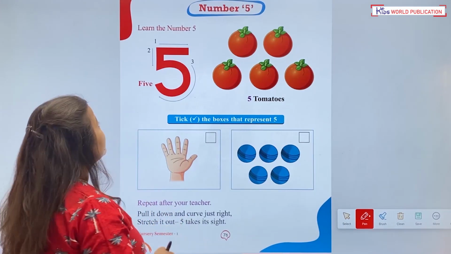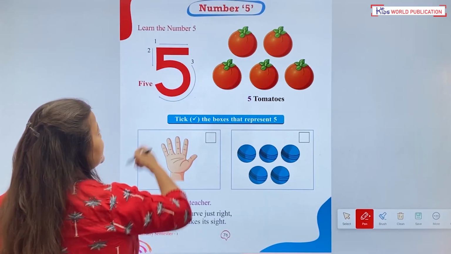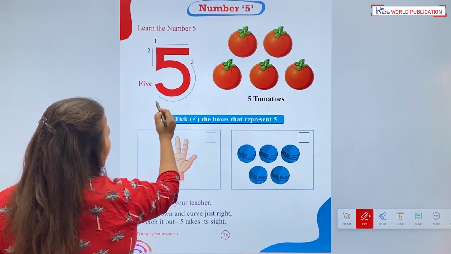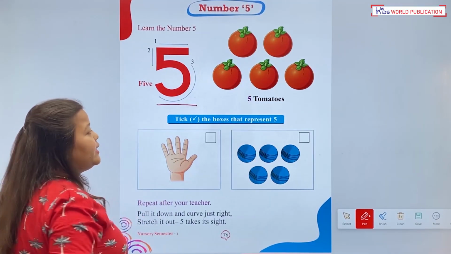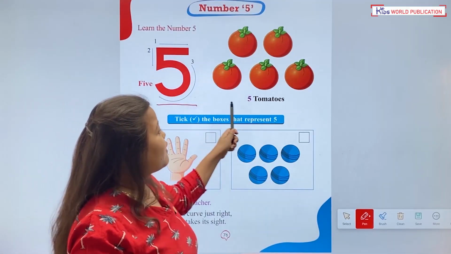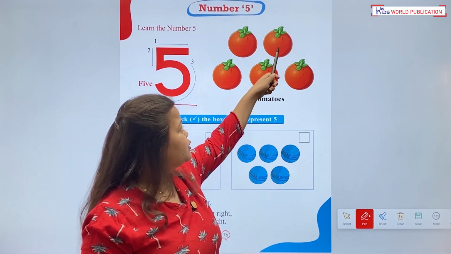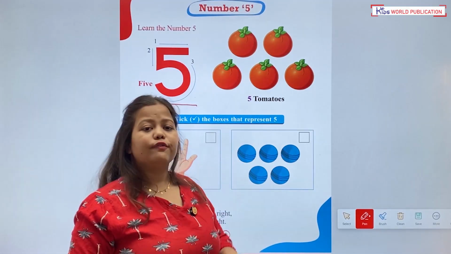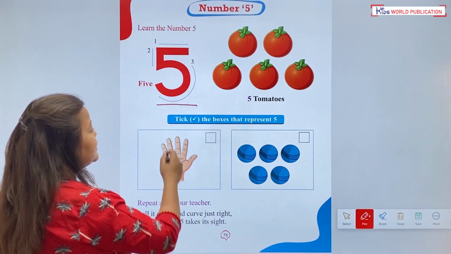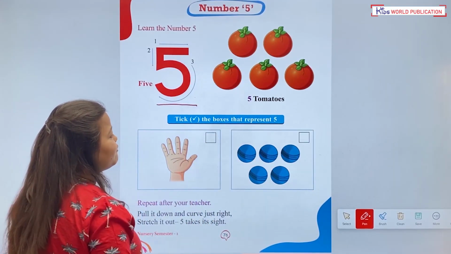Number 5. Learn the number 5. This is number 5. F-I-V-E, 5. 5 tomatoes. 1, 2, 3, 4, 5. 5 tomatoes. Tick the boxes that represent 5.